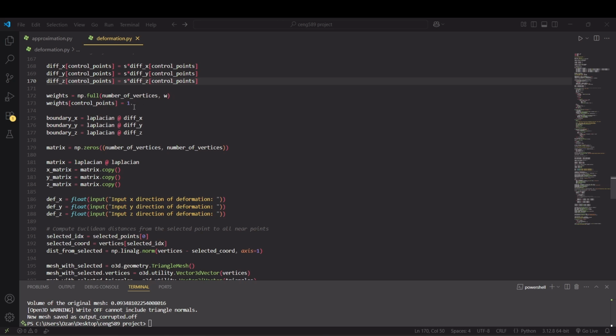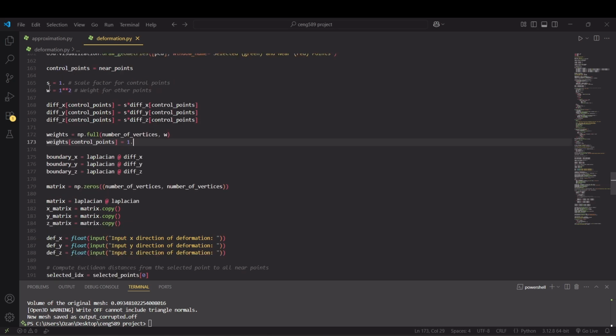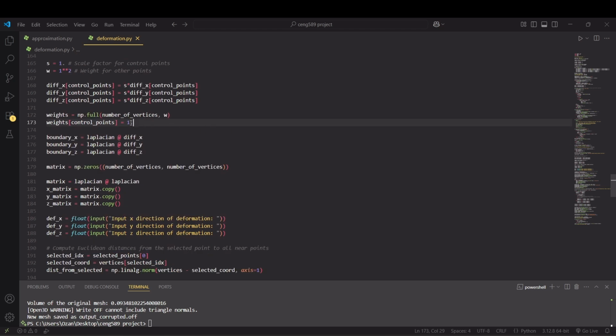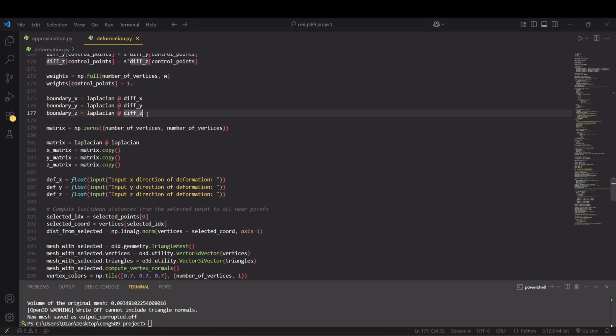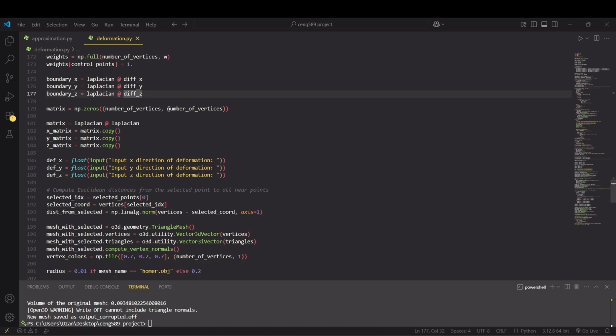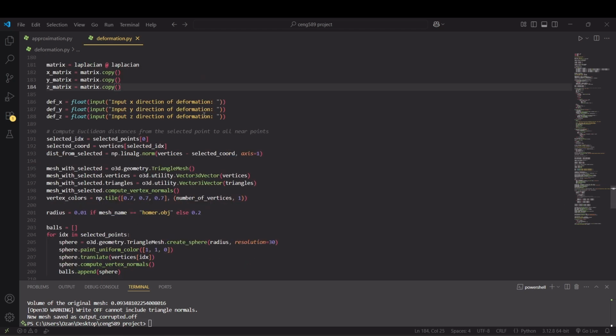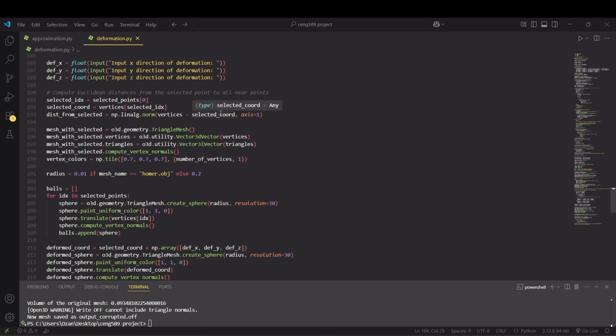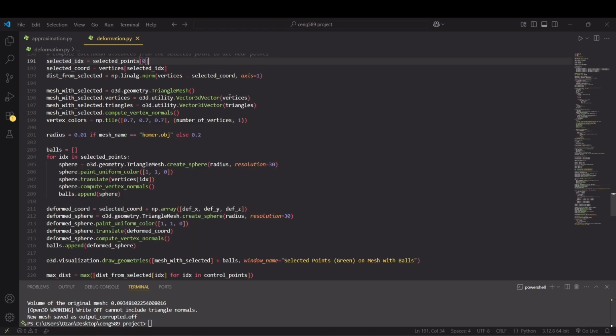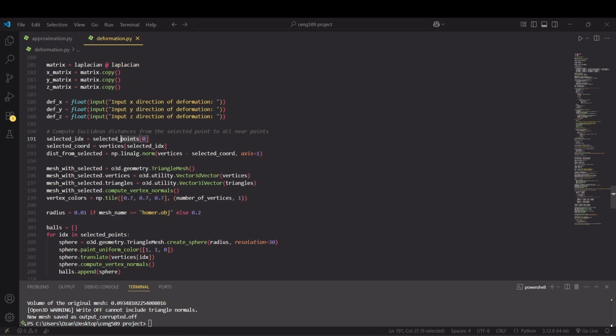I'll also show the effect of weights. So I make weights, which are previously defined, and I change the weights for control points to 1. For other points and control points, I can use different weights. And boundary vectors, again, Laplacian times differential coordinates. That system matrix, again, is Laplacian times Laplacian. And I input the deformation vector, and I select the handle here. So the selected handle is this.